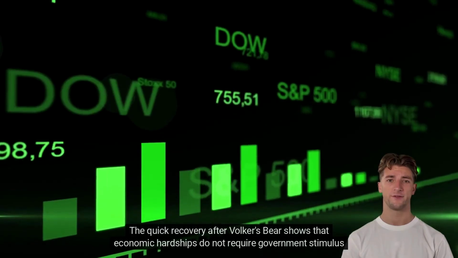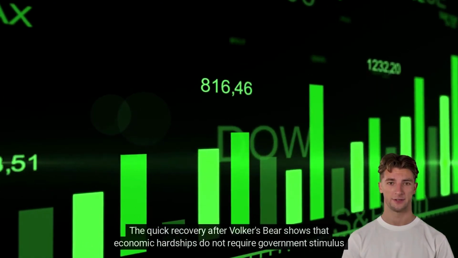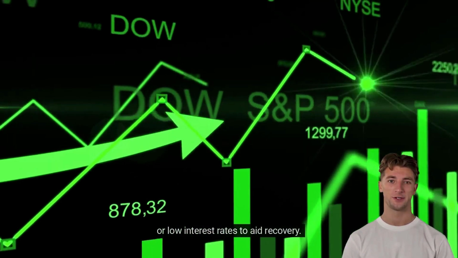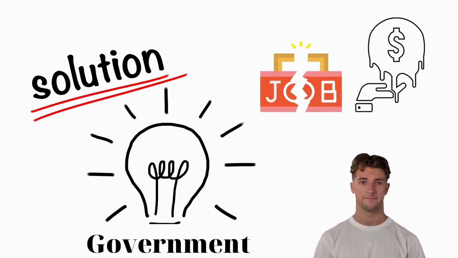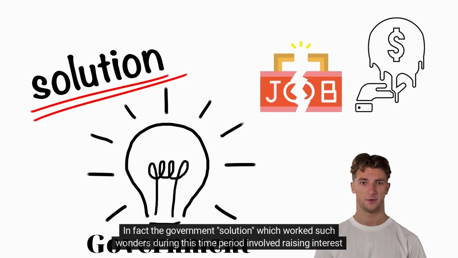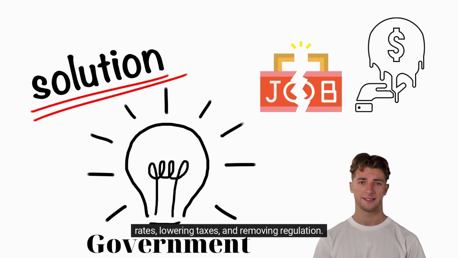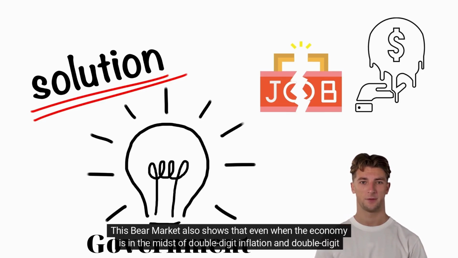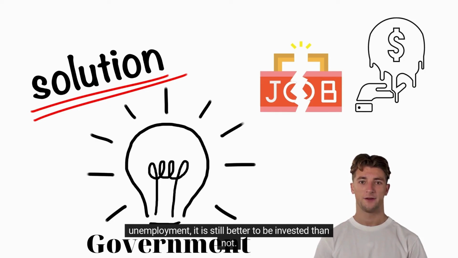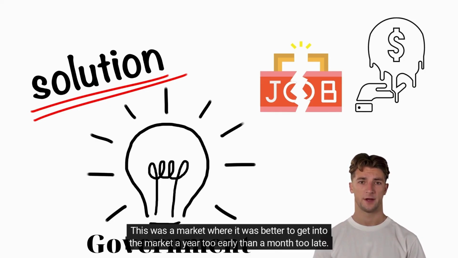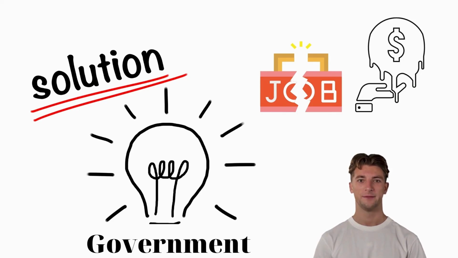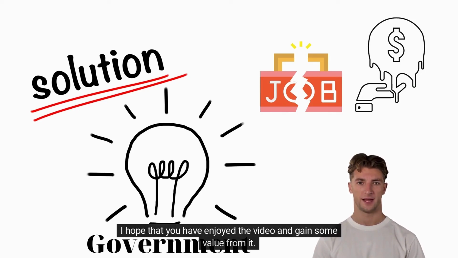The quick recovery after Volcker's bear shows that economic hardships do not require government stimulus or low interest rates to aid recovery. In fact, the government's solution, which worked such wonders during this time period, involved raising interest rates, lowering taxes, and removing regulation. This bear market also shows that even when the economy is in the midst of double-digit inflation and double-digit unemployment, it is still better to be invested than not. This was a market where it was better to get into the market a year too early than a month too late.